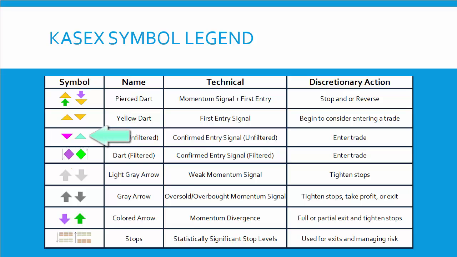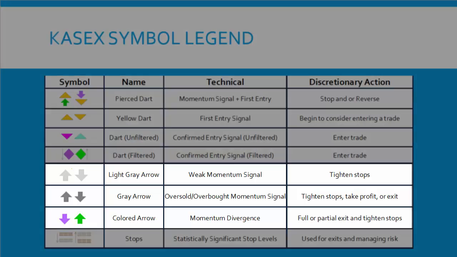Unfiltered long signals are shown with light blue triangles. Filtered long signals are shown with green diamonds. Unfiltered short signals are shown with pink triangles, and filtered short signals are shown with purple diamonds. The color-coded arrows show potential points where an exit or profit may be taken.